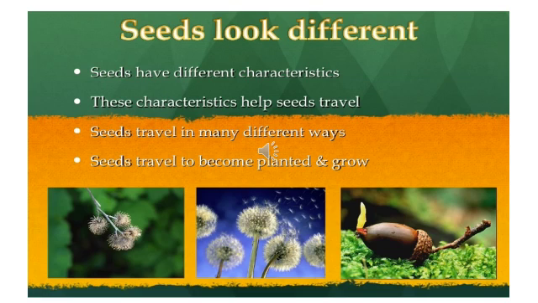Every seed of a plant is different in structure, so that's why the mechanism or method of dispersal is different for each plant. Seeds have different characteristics. These characteristics help seeds travel far away to different places. Seeds travel to become planted and grow. When the seed falls at a place, it will become a new plant.